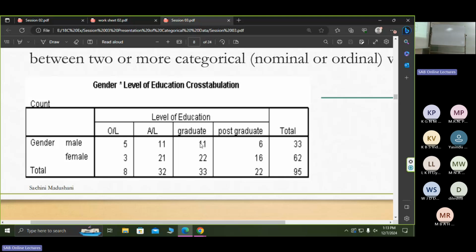Understood? Then we move to this one, 21. Their level of education is advanced level. Then the gender is female. It's clear? Then how do we interpret this 21? There are 21 female respondents who have completed up to the advanced level. It's clear?